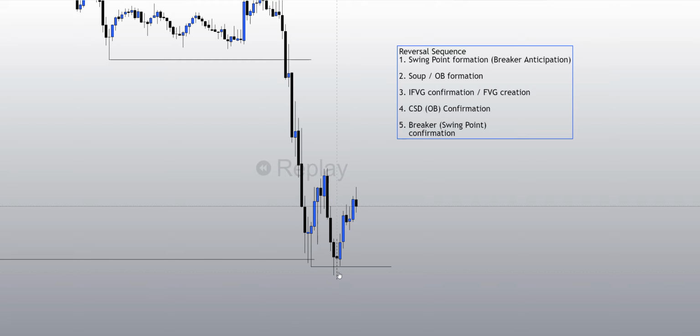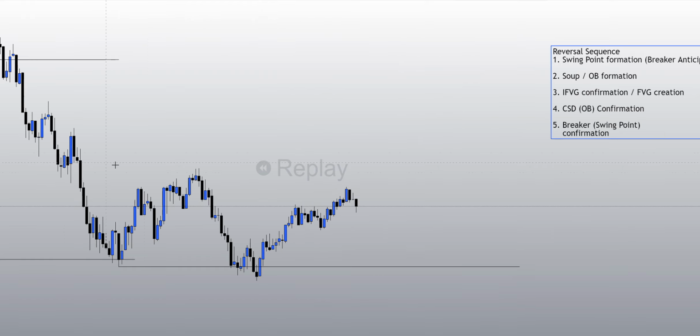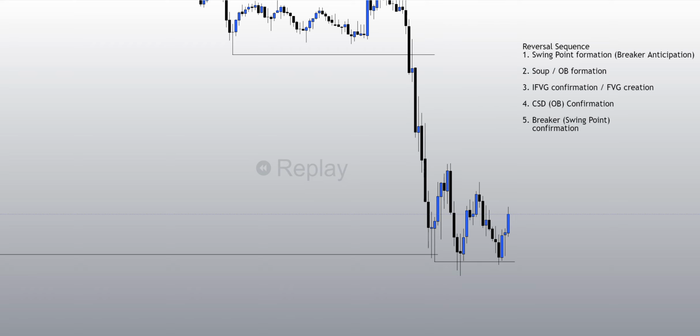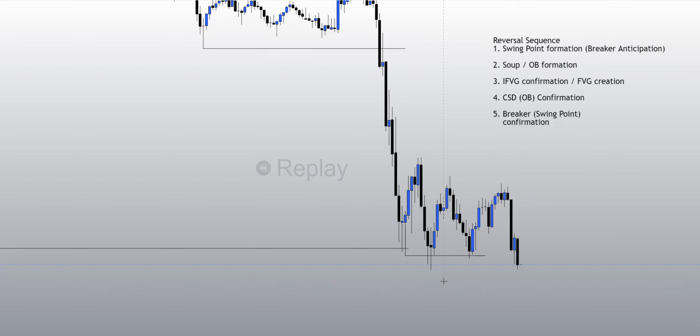Trade up. Now, some people will look at here, okay, we have step one. We have our swing point formation. We can anticipate this breaker. Let's hop into the 1 minute. Oh, look, there's your fractal again. Let's see if it has legs. Let's go on the 5 minute. Nope. Stopped out.